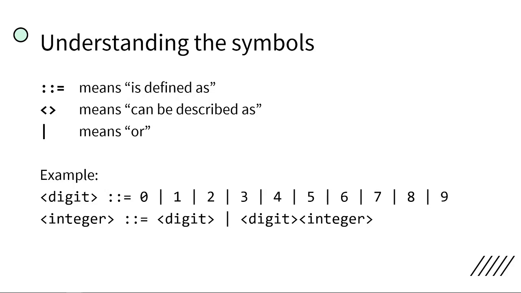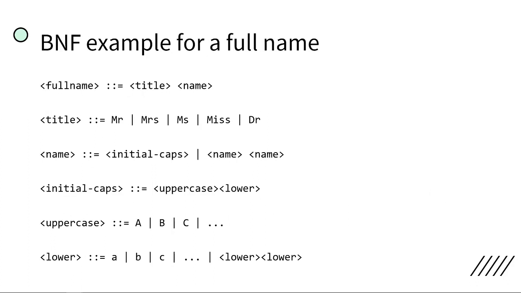Okay. Next slide. Okay, we have a Backus-Naur form example for a full name. So what is a full name? A full name is composed of a title followed by a name. Okay? So what are these titles? The titles are Mr., Mrs., Miss, and Doctor. So that tells us that the full name would start with either of these.